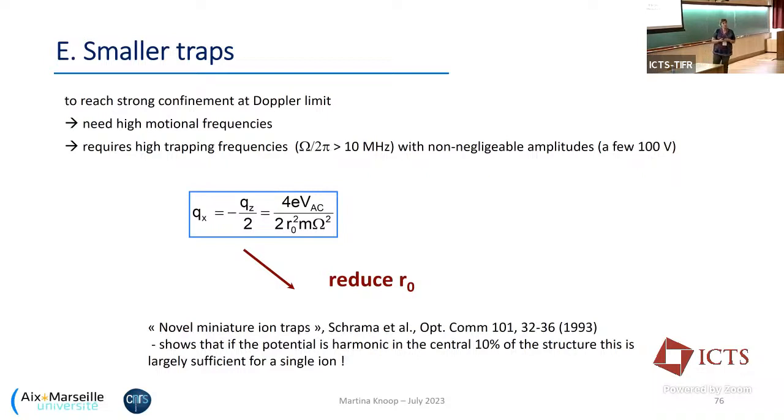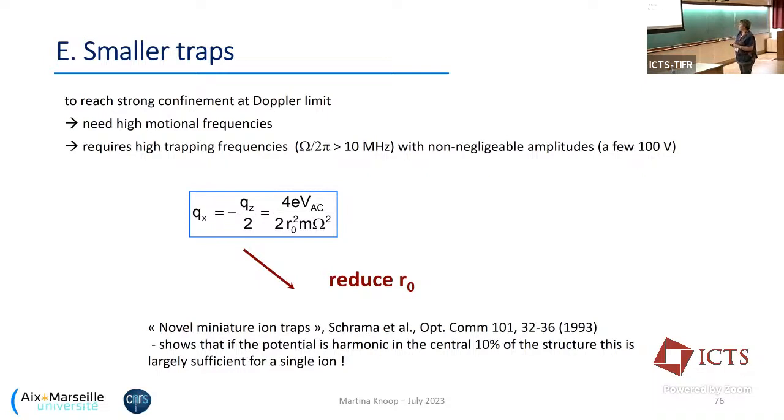Okay, so if we want to go to this strong confinement regime for all our precision experiments, what we need to do is we want to have very high motional frequencies. We've talked about that yesterday. And in order to have very high motional frequencies, we need very high trapping frequencies. So very high trapping frequencies means frequencies which are above 10 megahertz. Often it's even beyond, like 20, 23, 24.